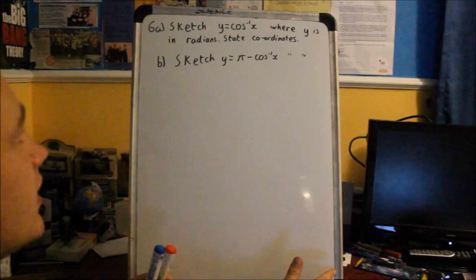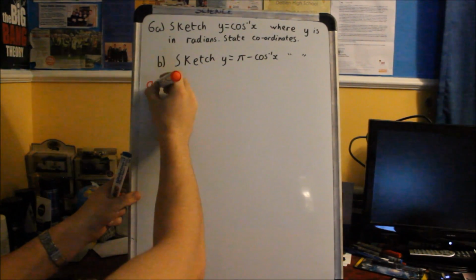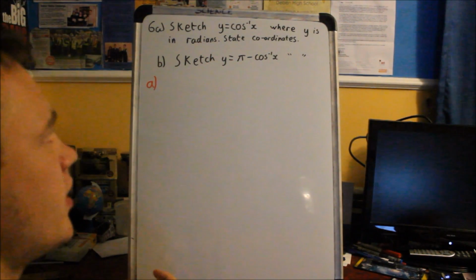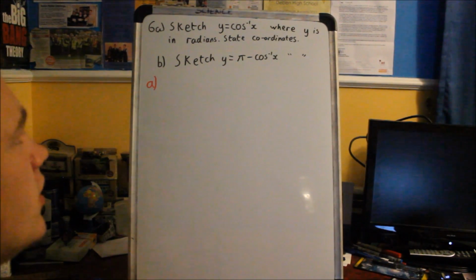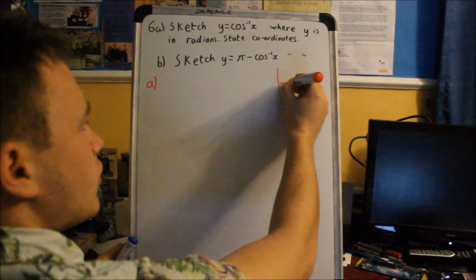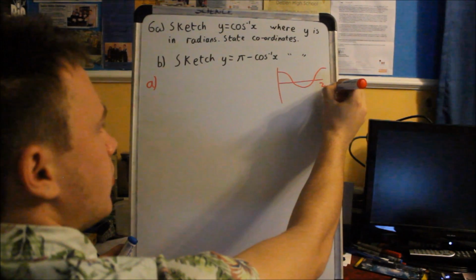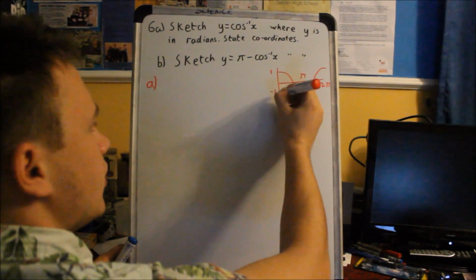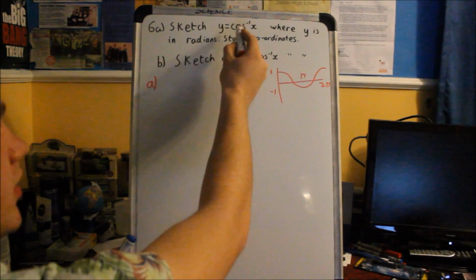So question 6. I wrote the actual question quite small because we're going to need a lot of drawing space. Part A is sketch y equals cos to the minus 1 of x, where y is in radians, stating the coordinates of the points. So just a quick sketch in the corner. We know what the cos graph normally looks like. It goes between 0 and 2 pi, there's pi there, and it goes between 1 and minus 1 in the y.